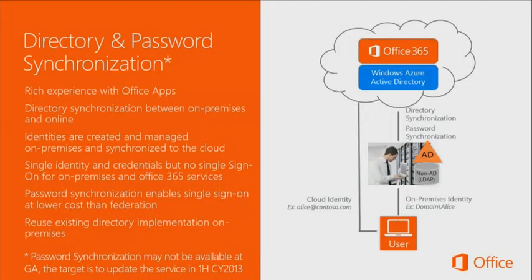Directory sync and password synchronization. Rich experience with Office apps. So this is for a company that has on-premise Active Directory. They already have that infrastructure in place, but they want to use the benefits of Office 365. Directory synchronization between on-premise and online. Identities are created and managed on-premise. So when you create a user on-premise, it's synchronized to the cloud.